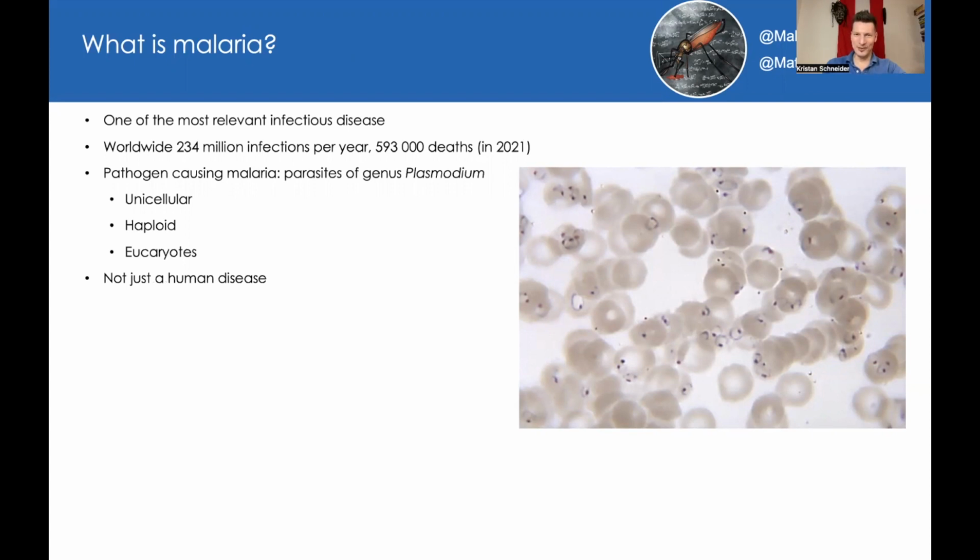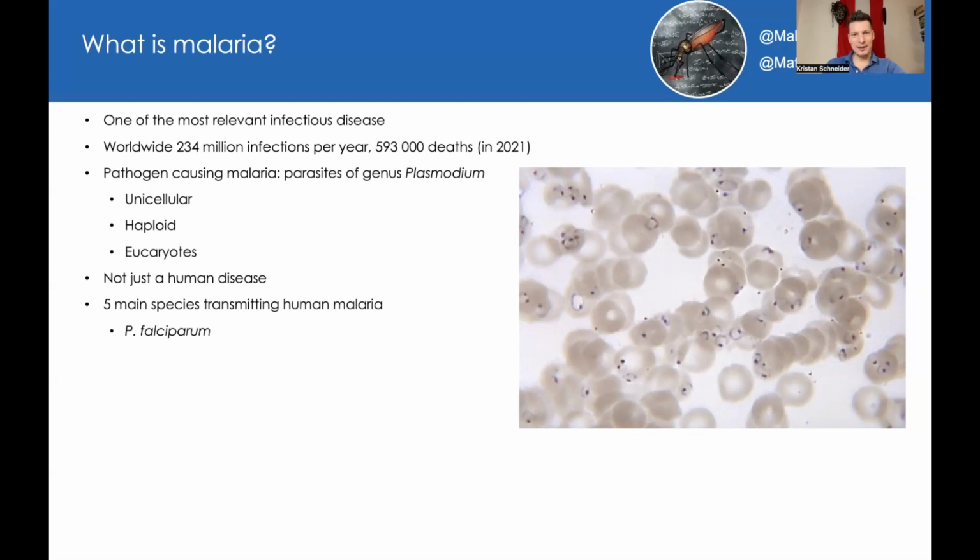Malaria is not just a human disease. It can infect a number of animals too, including other mammals, reptiles, or avians. There are 5 species of Plasmodium which frequently cause malaria in humans.